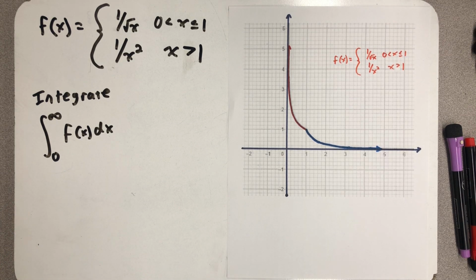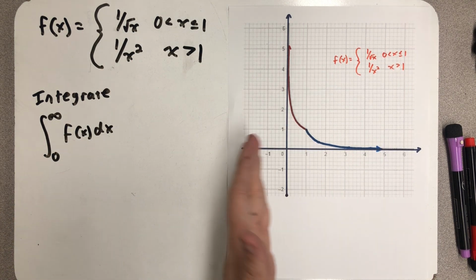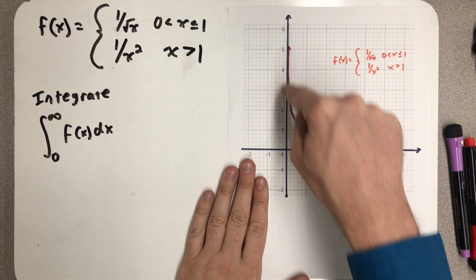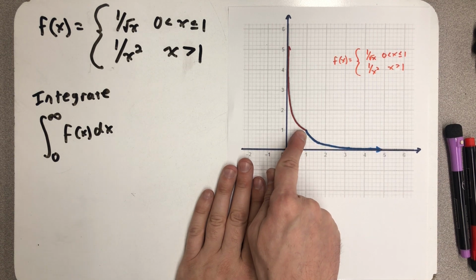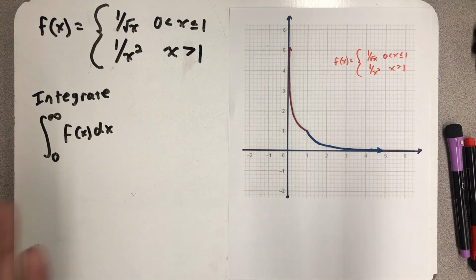I have a piecewise defined function. f of x is equal to 1 over the square root of x between 0 and 1, including 1, and 1 over x squared for all the x's greater than 1. And so I have that graphed here, and we see this spot here where our function's not differentiable, but nicely it is continuous from 0 to infinity.